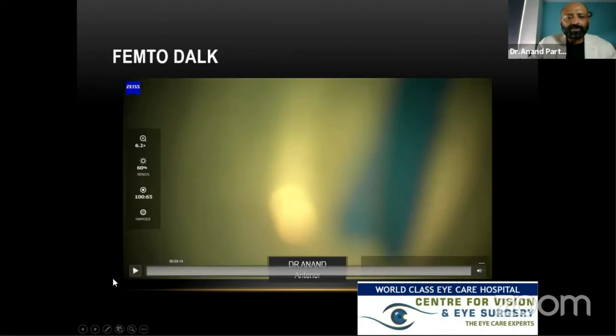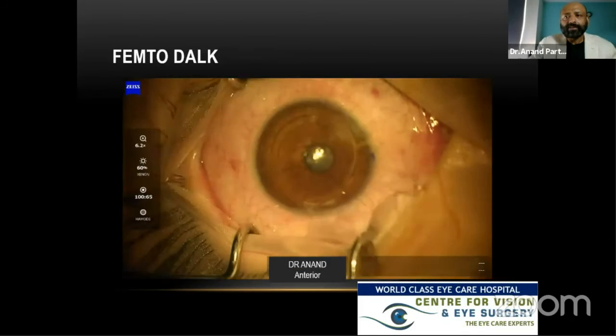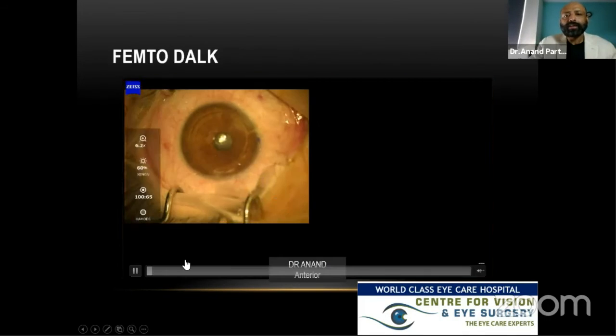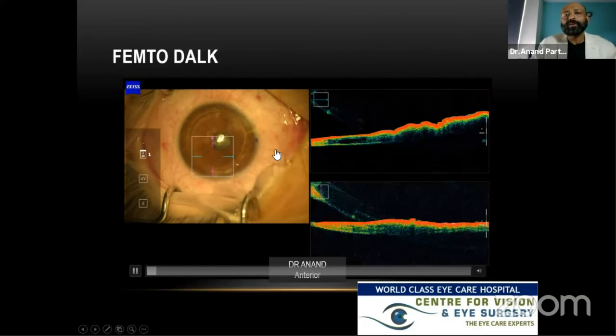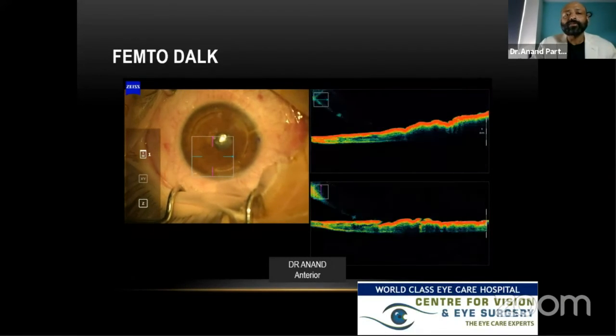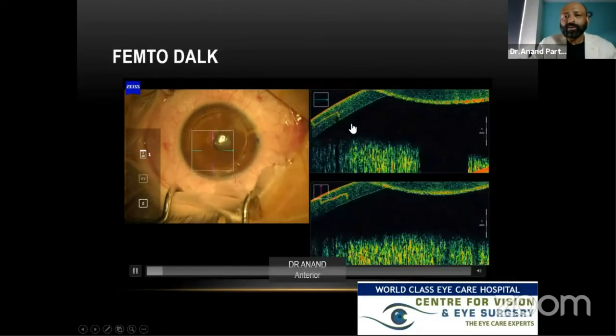The second is this patient in which we did a femtoDALK. Now this is the recipient, and just to show the step ladder pattern, because this is femto-assisted DALK, wherein you do the anterior. This is a keratoconus, so you can actually make out the very good step pattern.